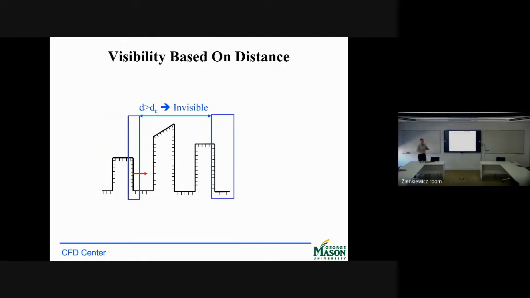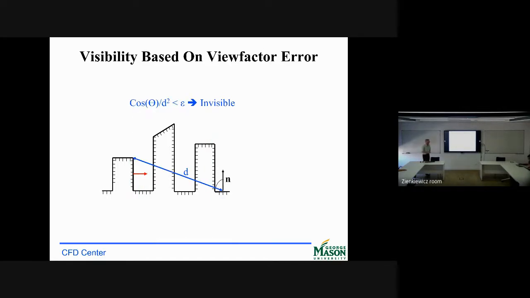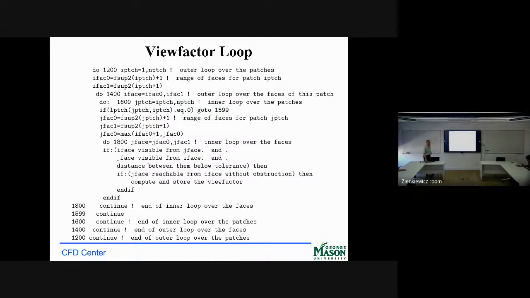The second one is distance. We know that the view factor diminishes with r squared, so you can set a cutoff distance. I'll come back to that in a minute. And then the third one is the cost factor. If I know that this surface here is very far away and this angle here is going to be small, then of course the cost factor is just going to be that small and I can avoid it.